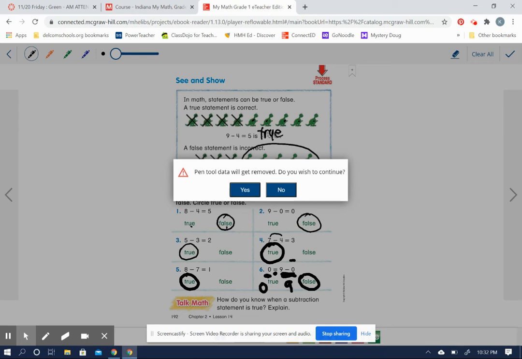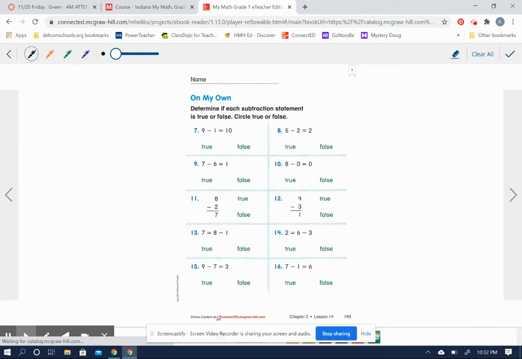All right. Now we're going to move on to the next page. And I am going to let you do this on your own. So you circle whether or not these subtraction sentences are true or false. Okay, some of them are written across and some of them are written vertically. Number 11 and 12 are written vertically. So go ahead and do that on your own and then be sure to put that in your Bear book.